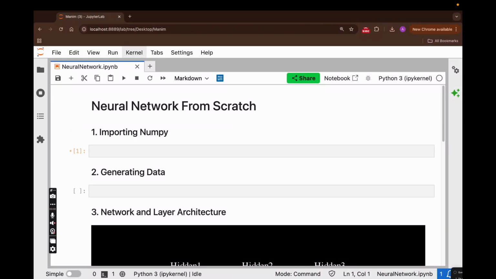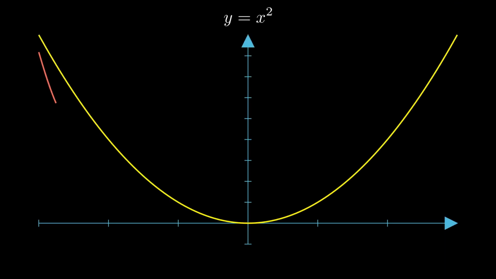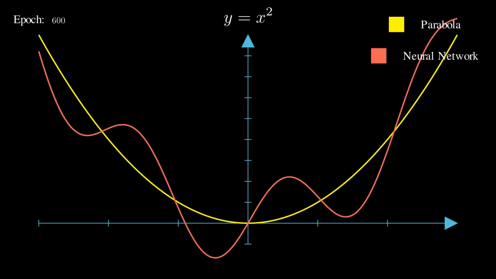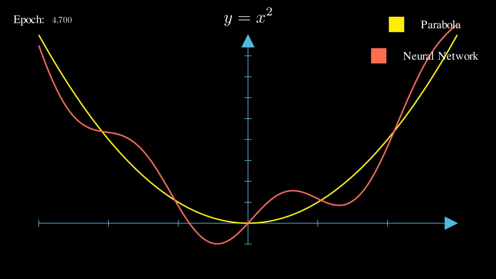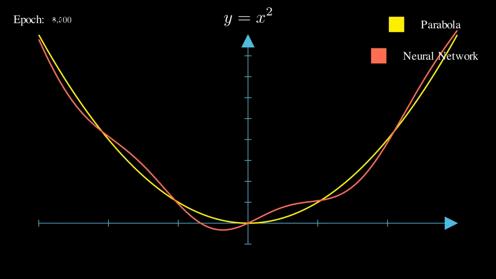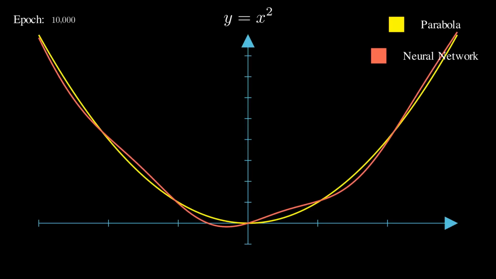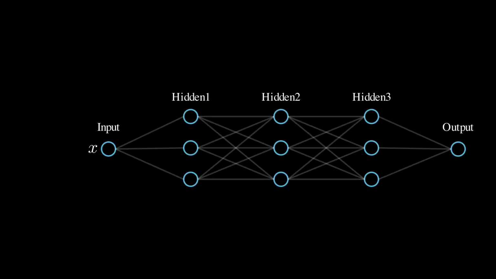All right, everyone. Today we're going to be beginning our series on making a neural network from scratch with just a Jupyter notebook, some Python, and some numpy. Our goal by the end of this series will be to solve a simple regression problem of fitting a curve to a parabola. We will construct a very simple neural network with three hidden layers, one input and one output.